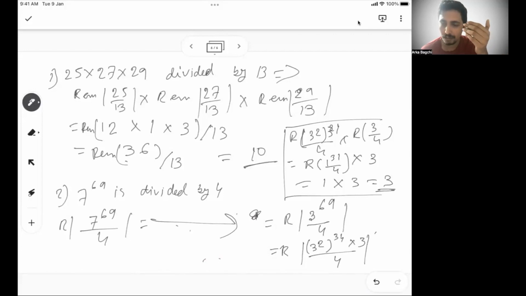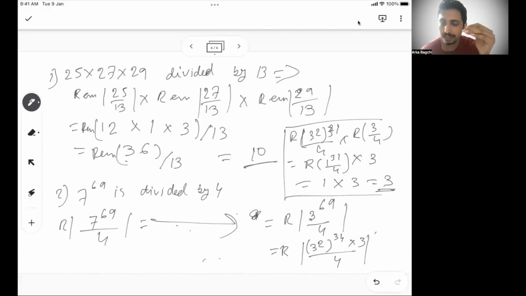If the remainder of something divided by 4 is 2, that means the number is 6. If the remainder is minus 2, that means the remainder is 2, so 4 minus 2 is 2. So you have to look for a remainder which is either 1 or minus 1. So I'm looking for a remainder which is 1.